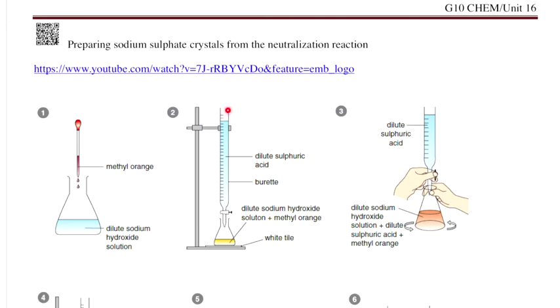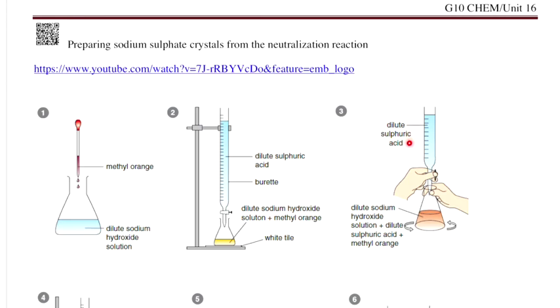Okay, so by using a burette, we can slowly add dilute sulfuric acid drop by drop to the sodium hydroxide solution. Once we see a color change, that means all the sodium hydroxide has been used up. That means we have just added enough sulfuric acid to neutralize the sodium hydroxide. Then we stop the reaction, take a reading and find out how much sulfuric acid we have used.